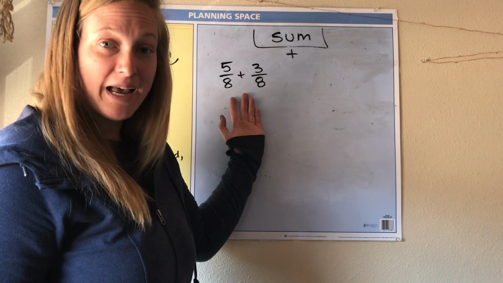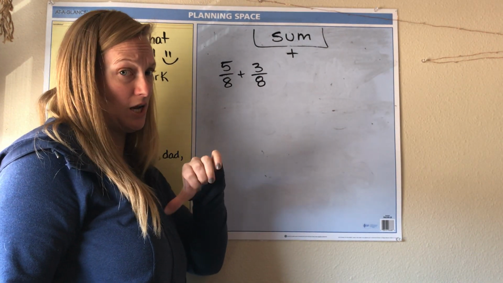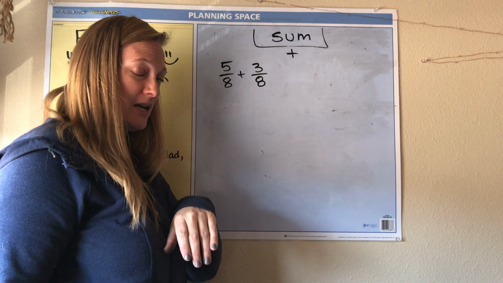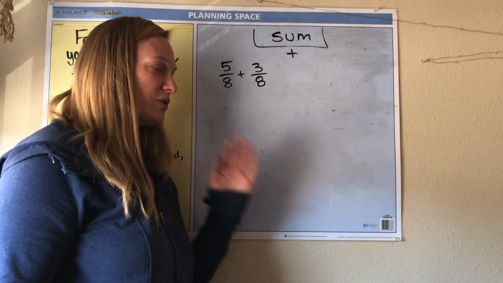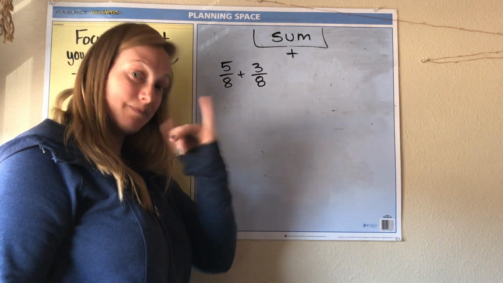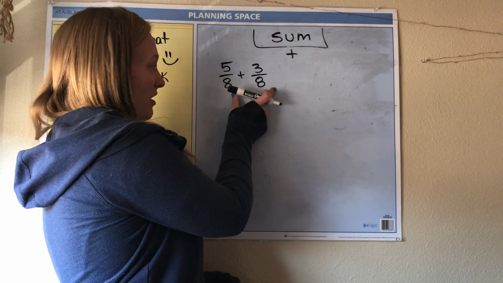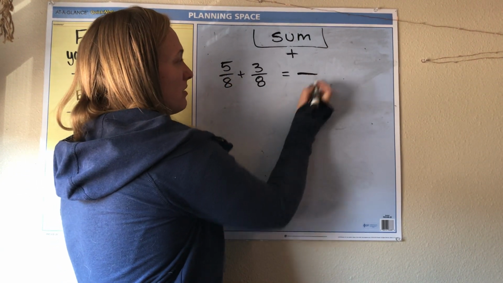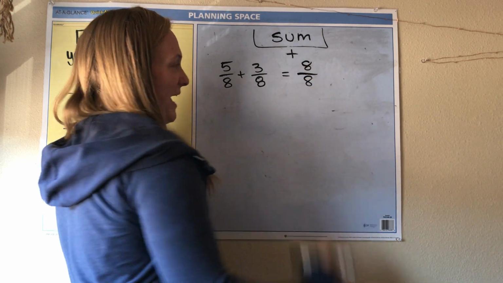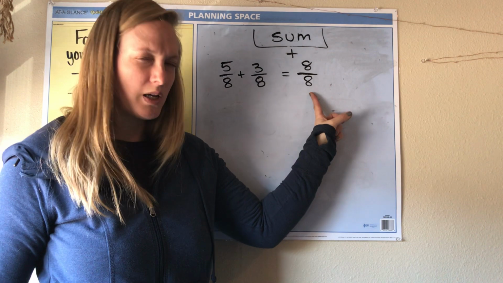Okay, can I add these fractions as is? What did you think? Yes? No? Agree? Respectfully disagree? I know we don't have to do that because we're all at home doing this virtually, but can I add as is? Yeah, I can. So I have my common denominators already. 5/8 plus 3/8 equals 8/8.